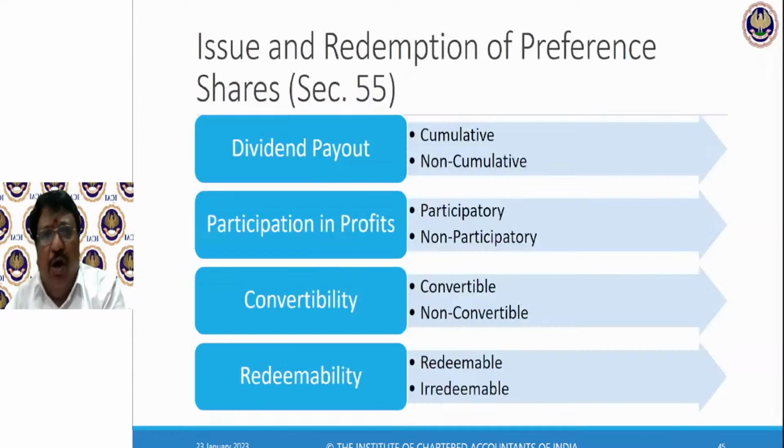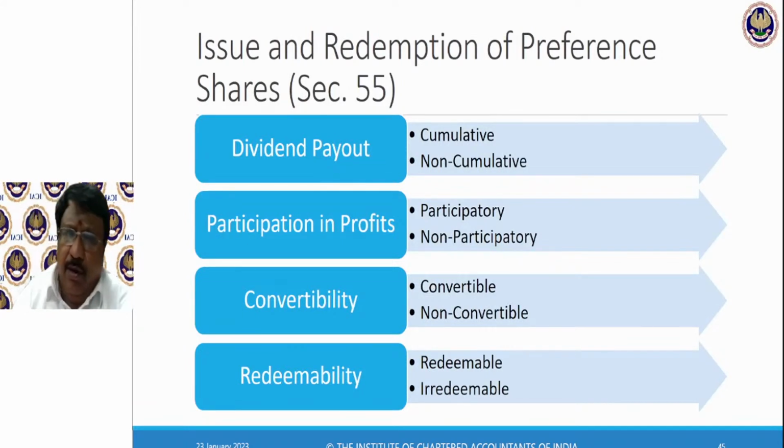Again, I'm assuring you, law is a simple subject. There is no need to get confused in law. You can easily understand law and you can easily score high marks in law, provided you know the principles and the salient points. Okay.